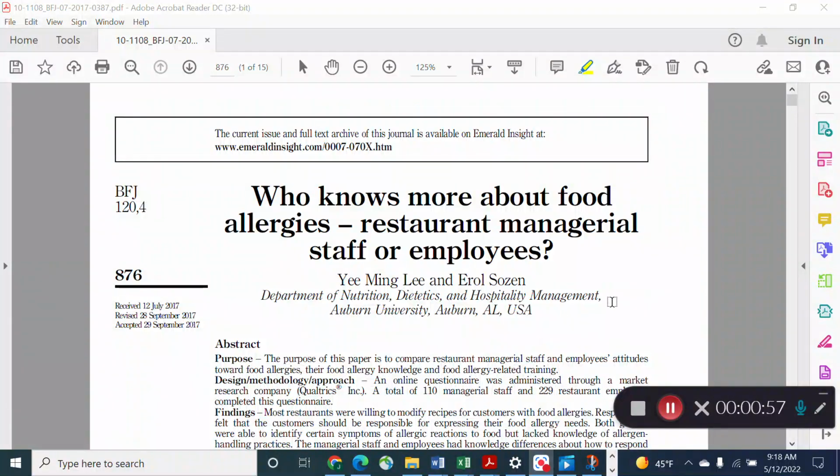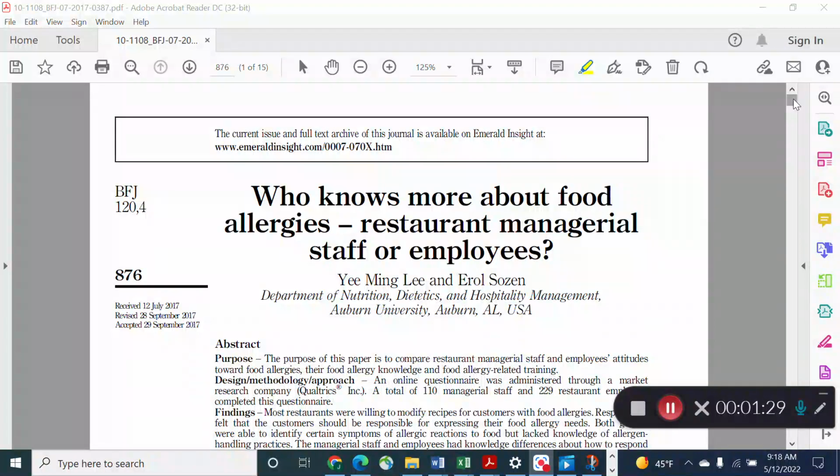Notice that there are a couple of authors here, and you may or may not know this, but generally speaking, the order of authors is by the order of their contribution to the research process or the research itself. So in this case, Yi Li supposedly would have done more work as compared to Errol Sozin. So just a little fun fact.